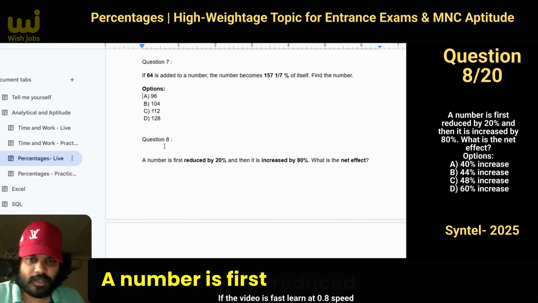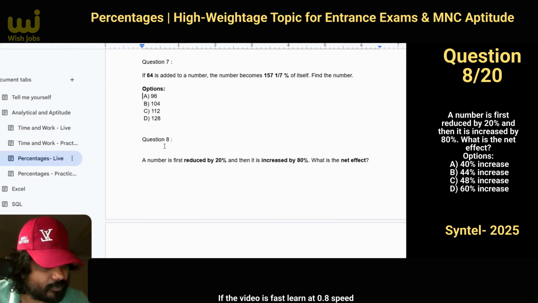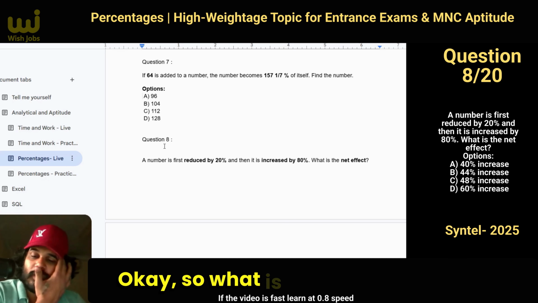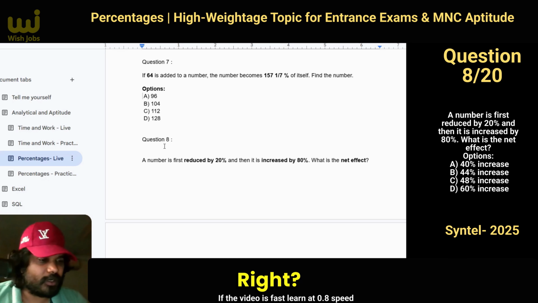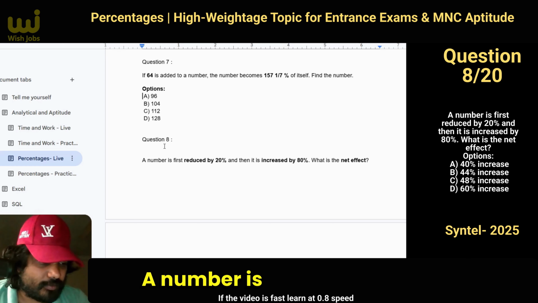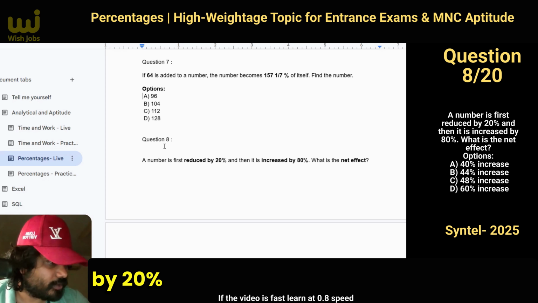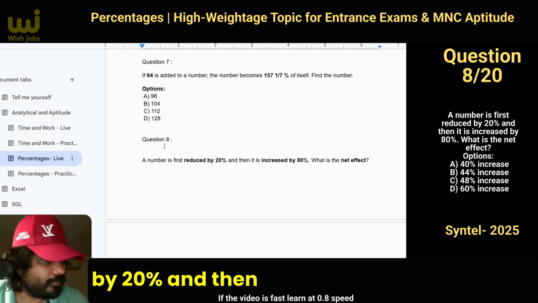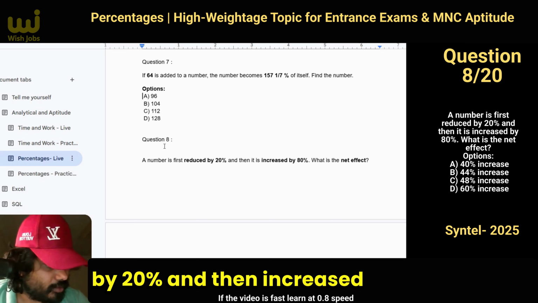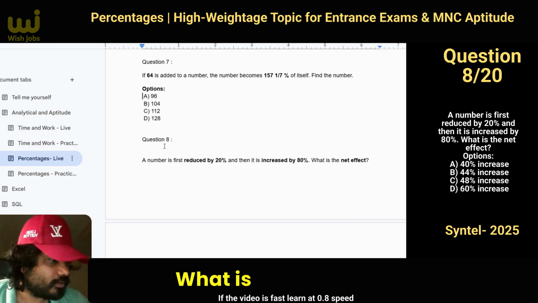A number is first reduced by 20%. Did you see the question, Asmita? So what is the net effect for these kind of questions? A number is first reduced by 20% and then increased by 80%. What is the net effect?